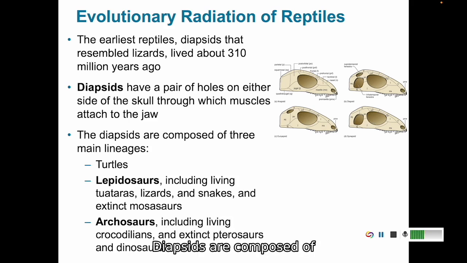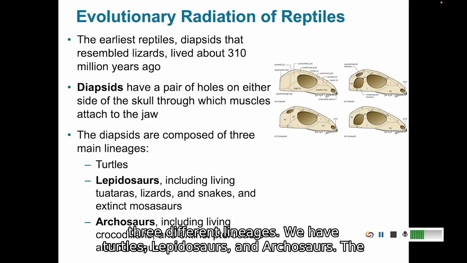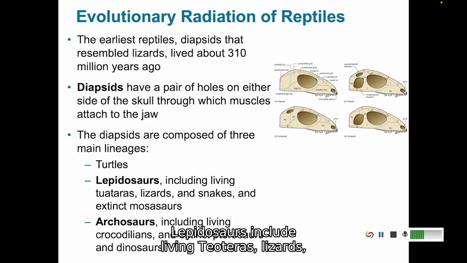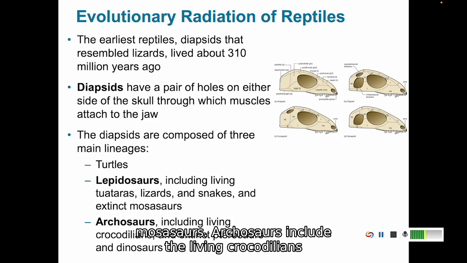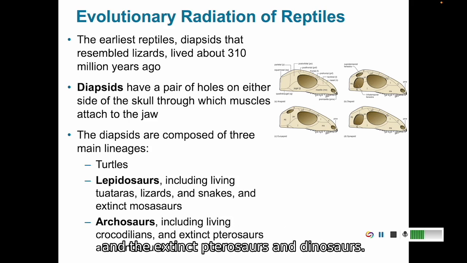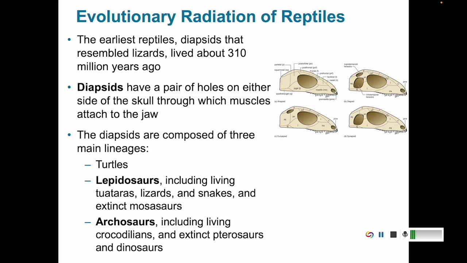And diapsids are composed of 3 different lineages. We have turtles, lepidosaurs, and archosaurs. The lepidosaurs include living tuataras, lizards, and snakes, also the extinct mosasaurs. Archosaurs include the living crocodilians and the extinct pterosaurs and dinosaurs.